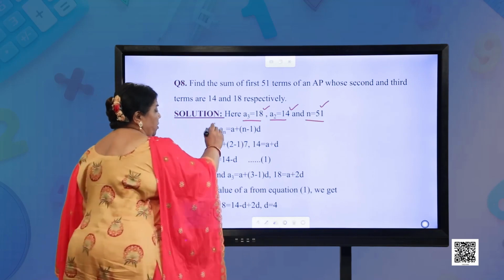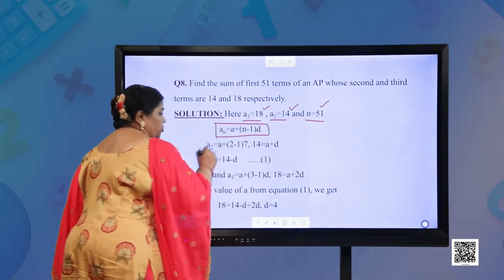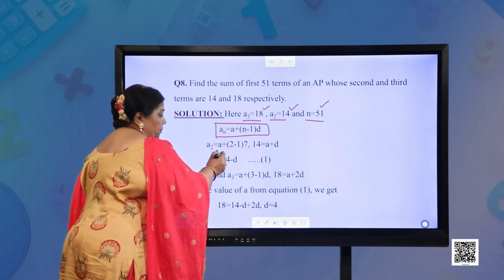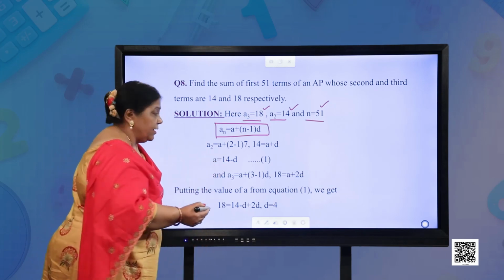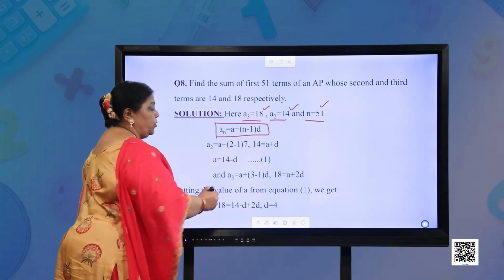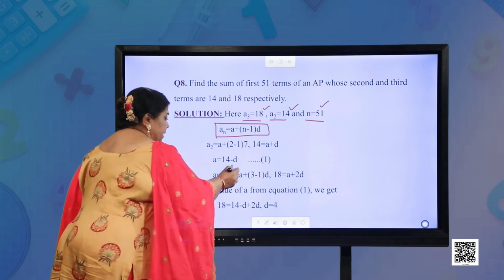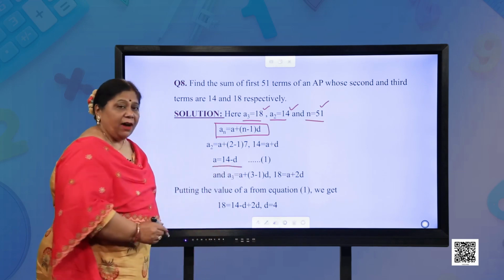So, using the formula for the nth term, an is equal to a plus (n minus 1) into d, we get a2 is equal to a plus (2 minus 1) into d, that is, 14 is equal to a plus d, or a is equal to 14 minus d. Let us take this as equation number 1.